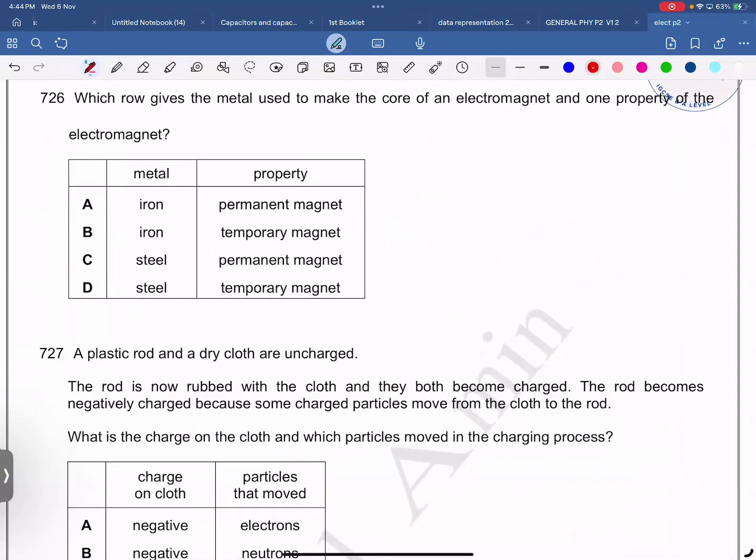Dear students, question number 726. Which row gives the metal used to make the core of an electromagnet? Now you already know any type of electromagnet, relay or transformer, they all use soft magnetic material. Soft magnetic in your syllabus is only iron. And which property of the electromagnet? As I already told you, soft means it forms a temporary magnet. So iron should be the metal and the property should be that it forms a temporary magnet, option B. Make sense?